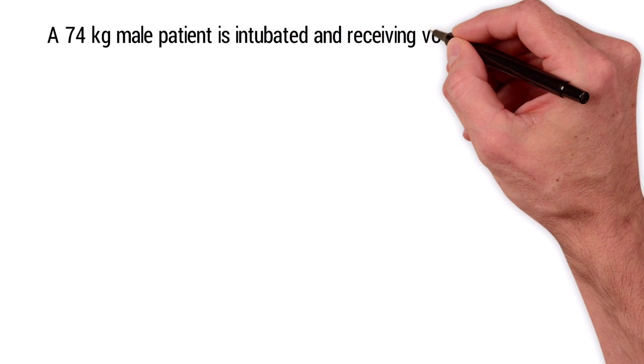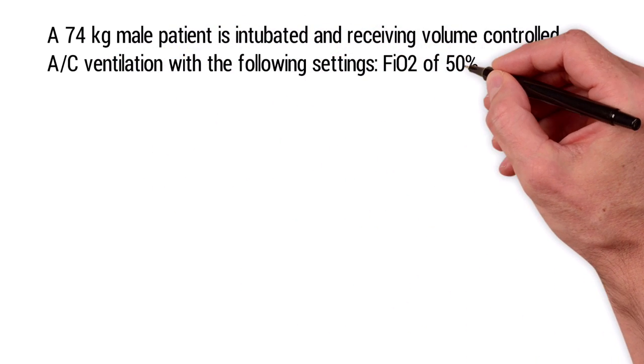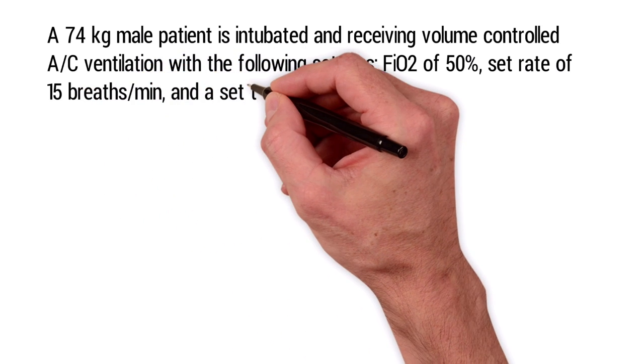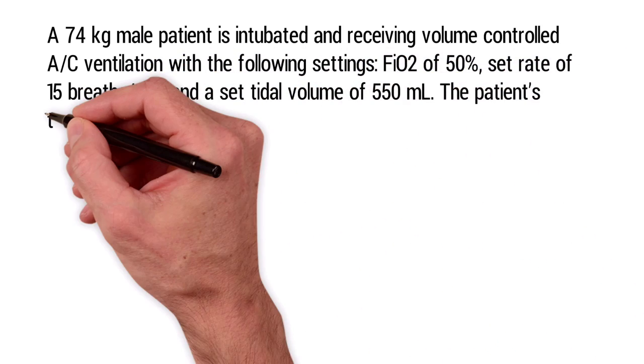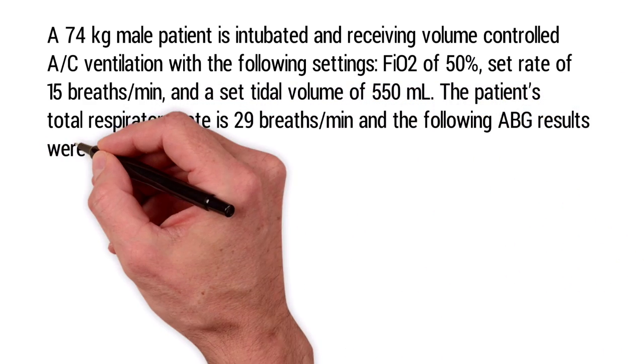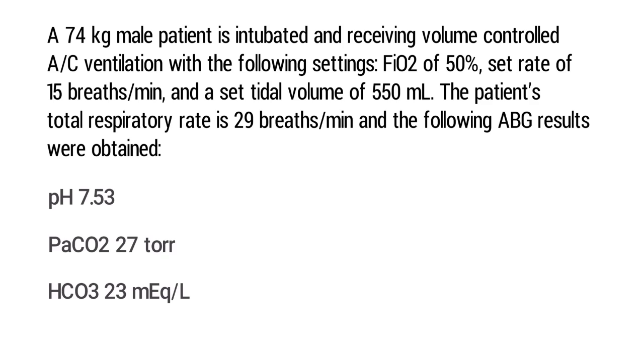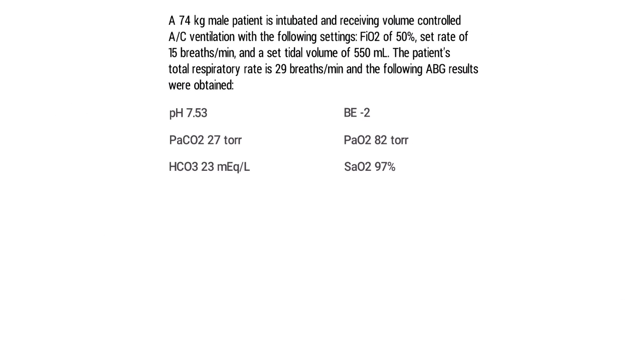A 74 kilogram male patient is intubated and receiving volume-controlled, assist-controlled ventilation with the following settings: an FiO2 of 50%, set rate of 15 breaths per minute, and a set tidal volume of 550 milliliters. The patient's total respiratory rate is 29 breaths per minute, and the following ABG results were obtained: pH of 7.53, PaCO2 of 27, bicarb of 23, base excess of -2, a PaO2 of 82, and an SaO2 of 97%. Which of the following would you recommend?